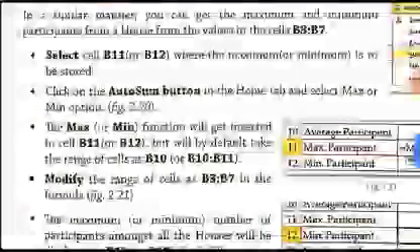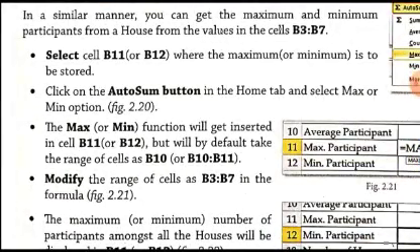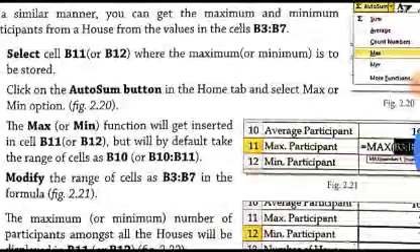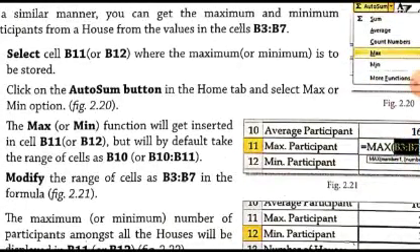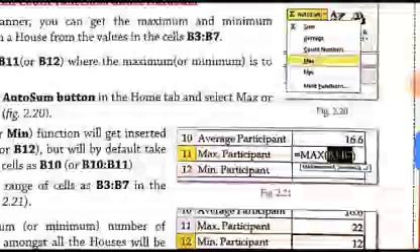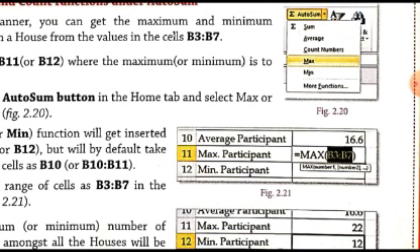Okay, what will happen, the max or min function will get inserted in the cell B11 or B12, but it will by default take the range of cells as B10 or B10 to B11. Why? Because that is just above B11. The cell just above the result cell is B10, so it will take the range of cells as B10 only.